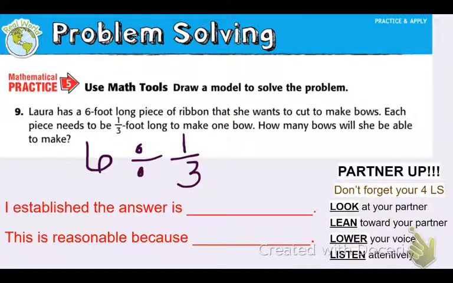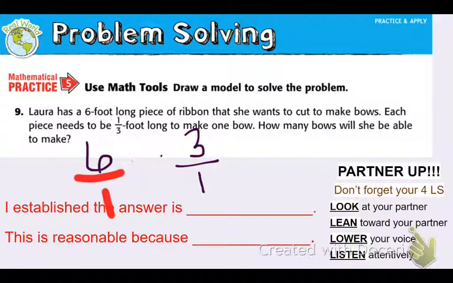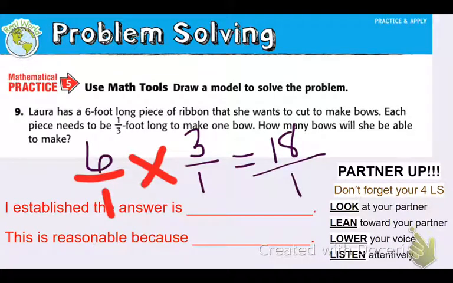Well, step 1, go ahead and make that whole number a fraction. Step 2, let's do the reciprocal of the fraction on the right. Step 3, let's go ahead and change it to multiplication. And now we can go ahead and times. 6 times 3 is 18. 1 times 1 is 1.